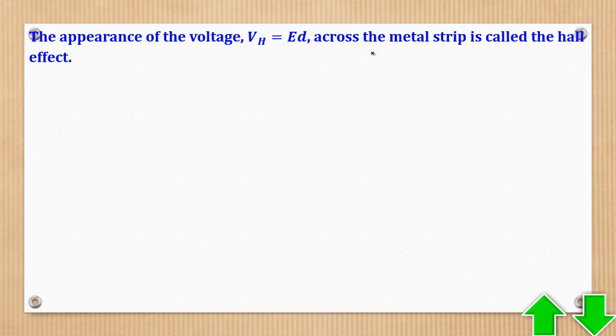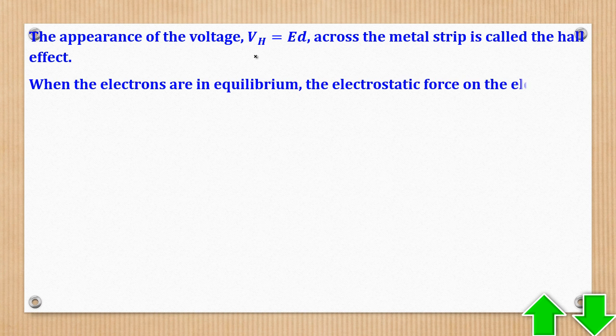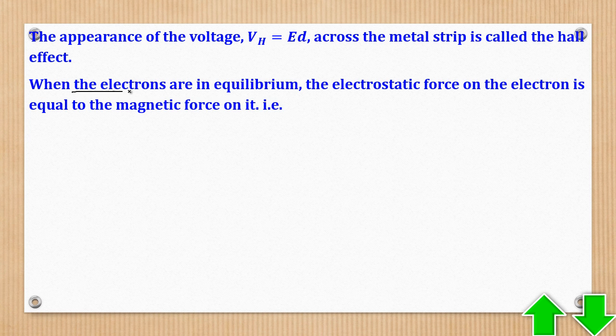Across the metal strip, that appearance is what we call the Hall effect. When the electrons are in equilibrium, know that word, equilibrium, it means that the electrostatic force on the electron is equal to the magnetic force on it, i.e. electrostatic force equal to magnetic force.